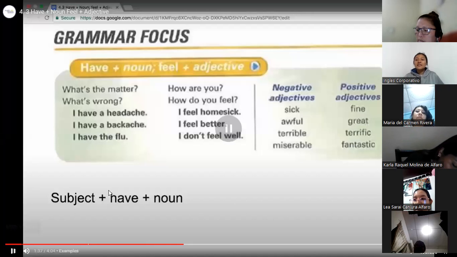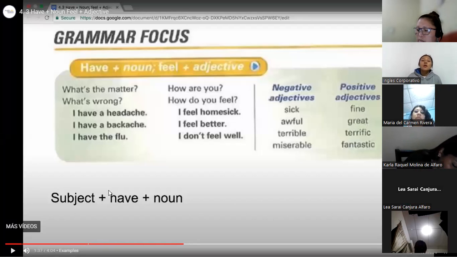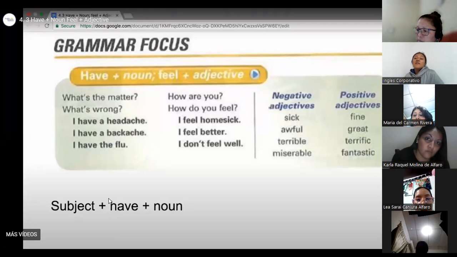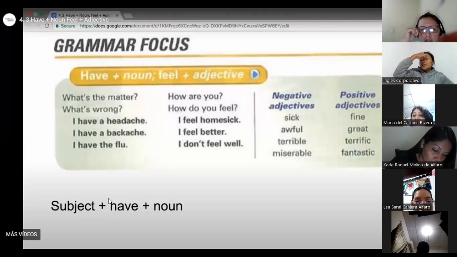Okay, now let's see the pronunciation of these things, right? What's the matter? It means what's the problem, right? And then what's wrong? ¿Qué anda mal? Okay, that is the meaning. Then we have the first one. I have headache. You already know the meaning, right? I have headache. And then we have I have backache. And then the teacher, right? I have the flu, I can say.